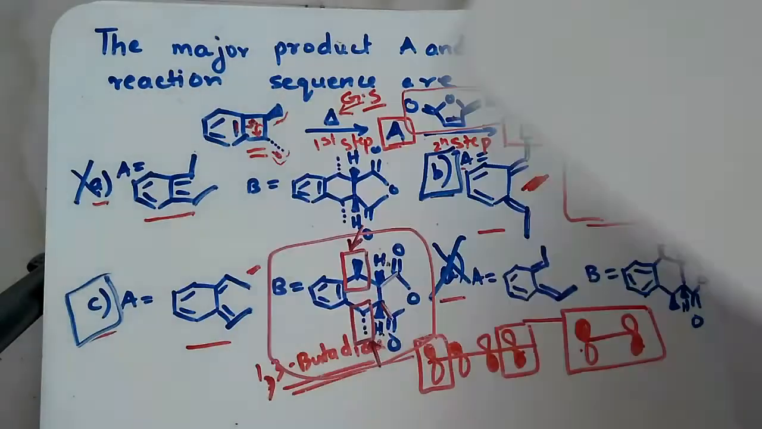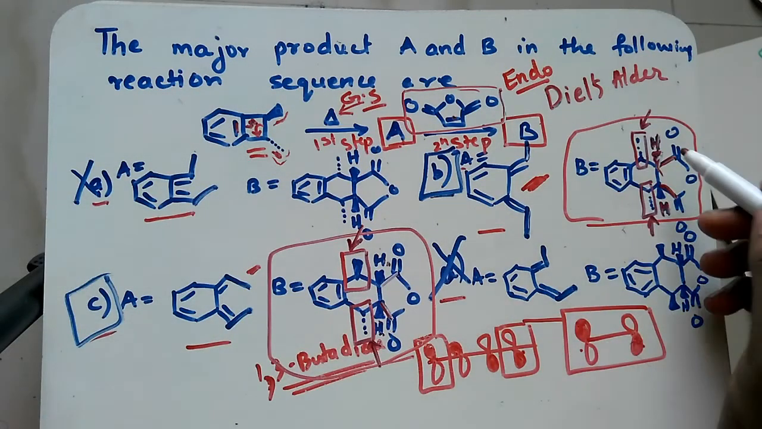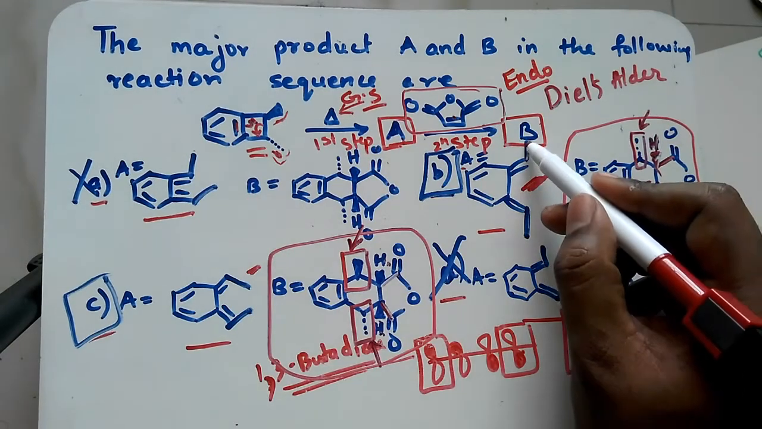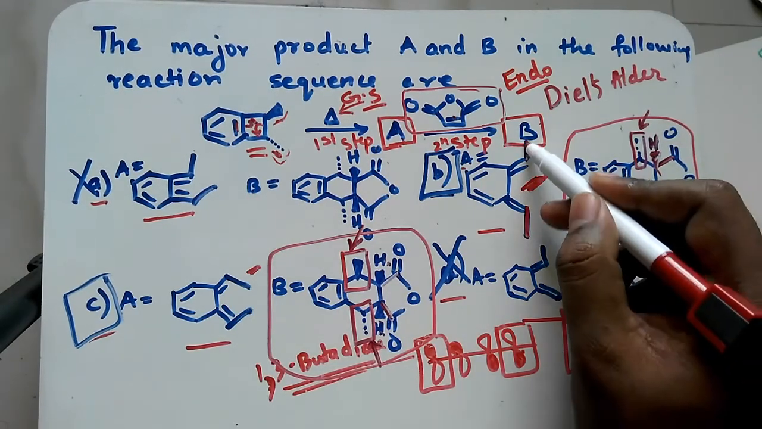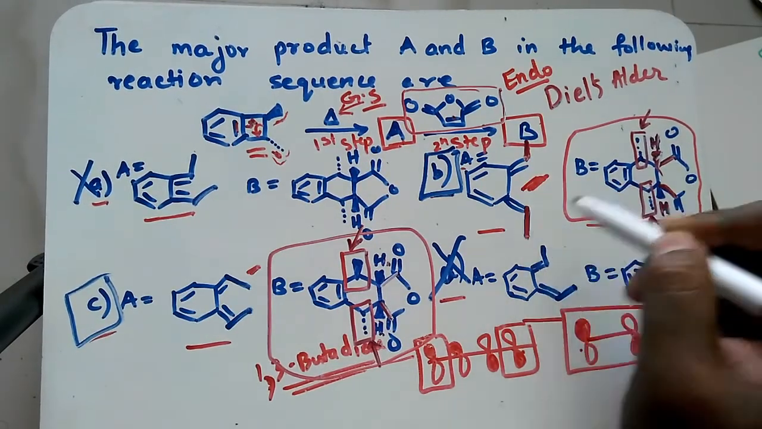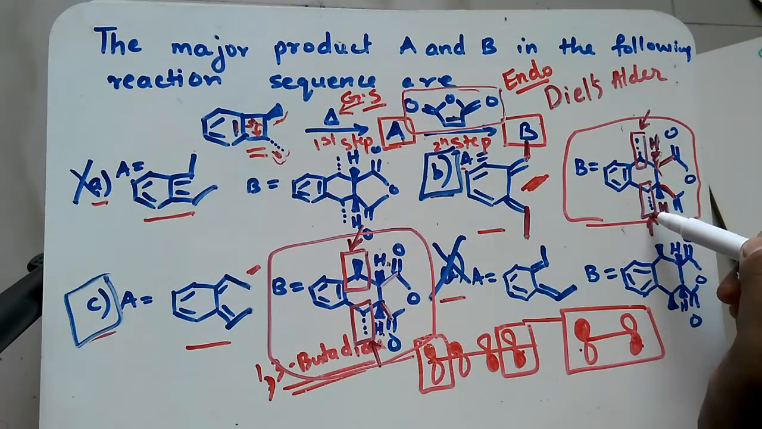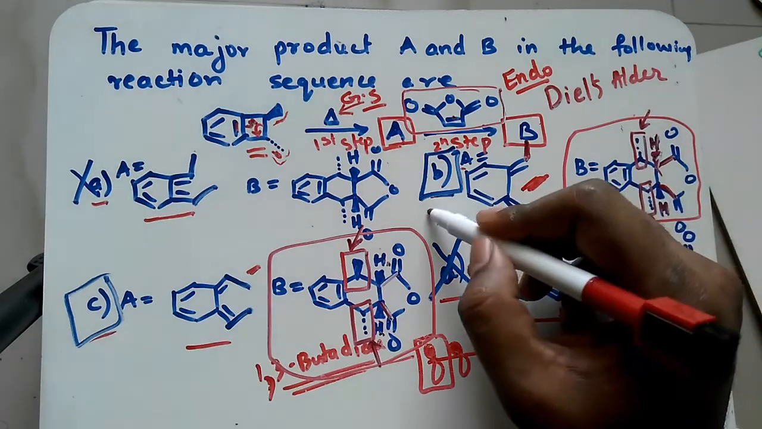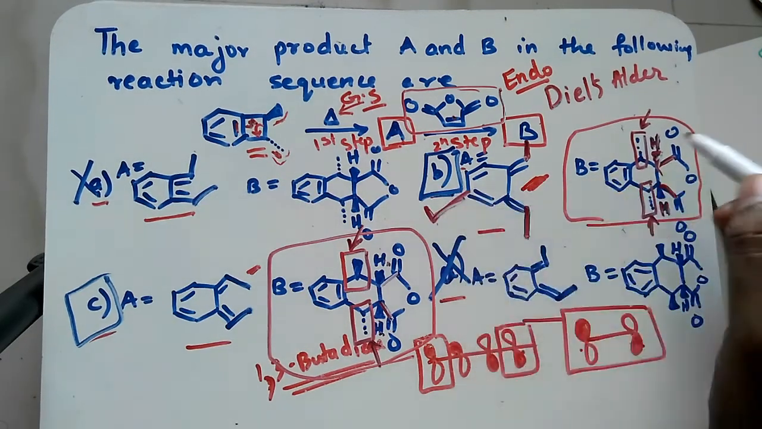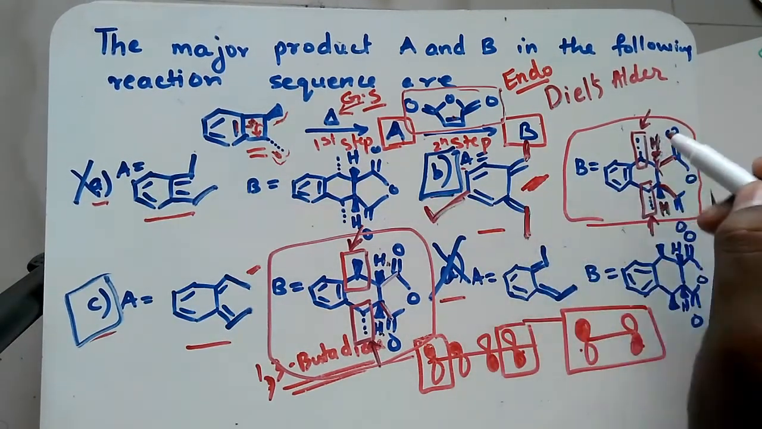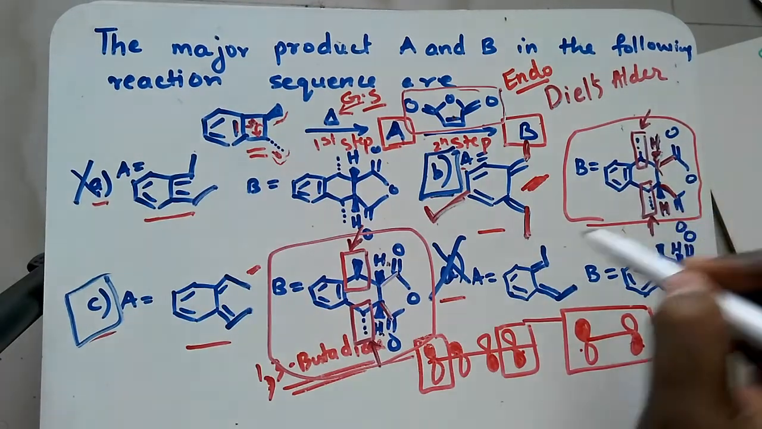So let's get back to the question. Here we are having an outward group. Here we are having an outward group, which means the stereochemistry here should be down, below the plane of the paper. So this is the correct choice, because the outward group should be shown below the plane of the paper.